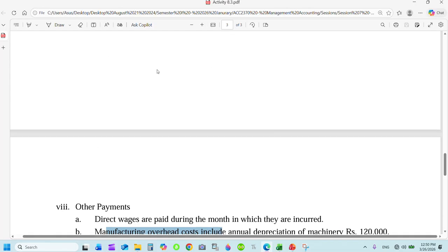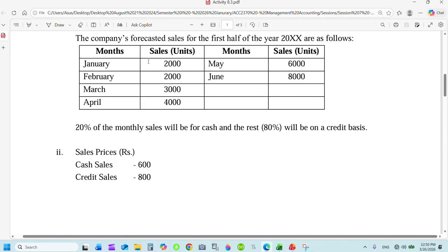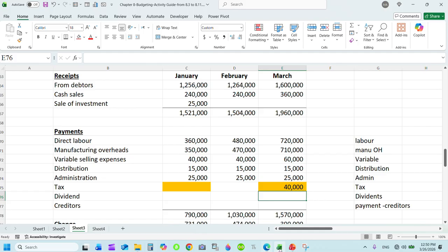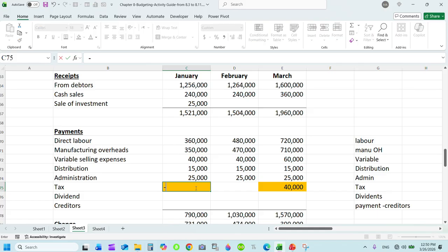And the beginning payable amount should be available in our balance sheet. Income tax payable at 31st December will be paid in January, 30,000. So you take it to our cash budget as a payment of 30,000.